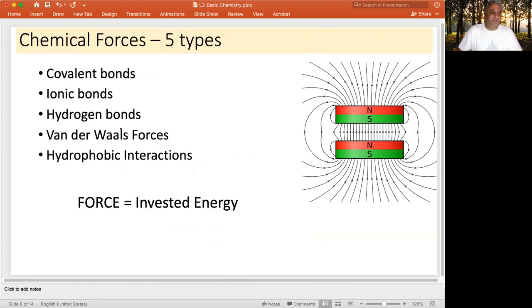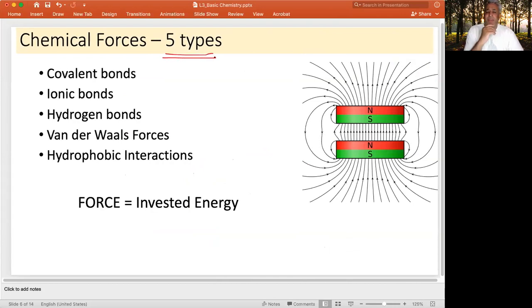All right. So let's talk about the most important thing today. The 5 types of chemical forces that hold chemistry together, right? If chemistry wasn't held together, you and I would just be a soup of individual elements, atoms with no structure. So DNA couldn't exist, right? The cell couldn't exist. Nothing could exist. In fact, the whole universe would be nothing.